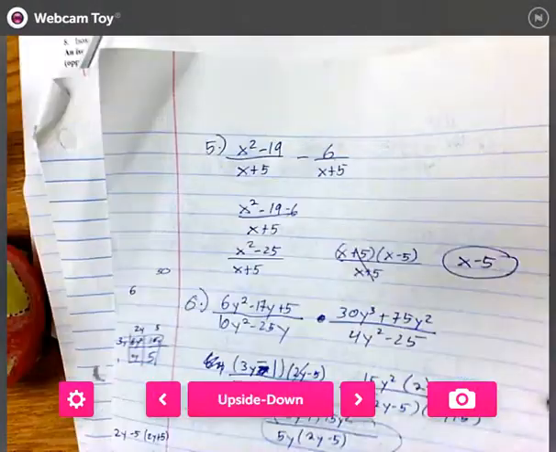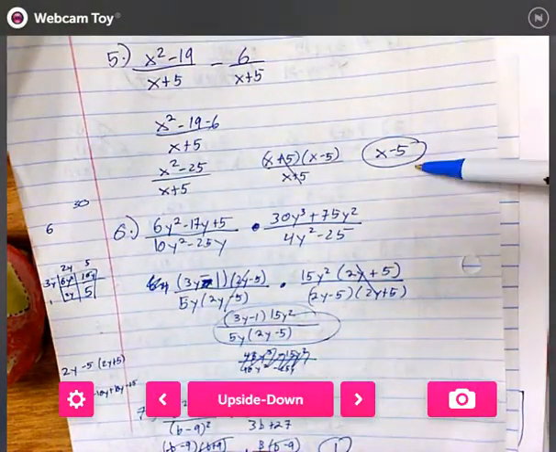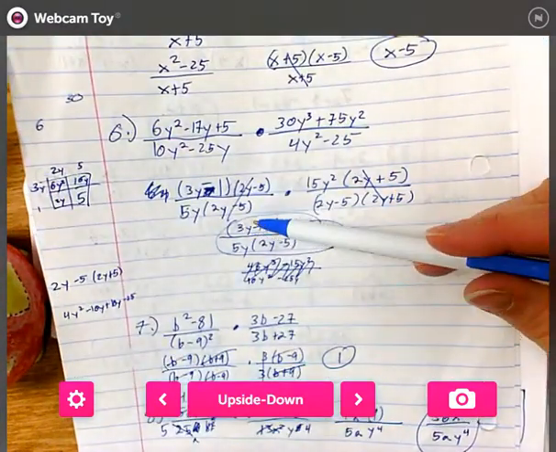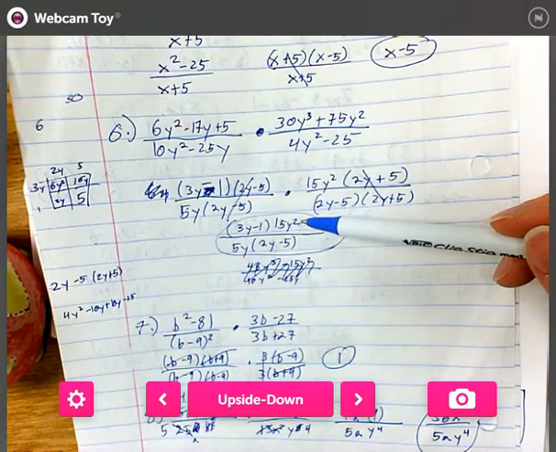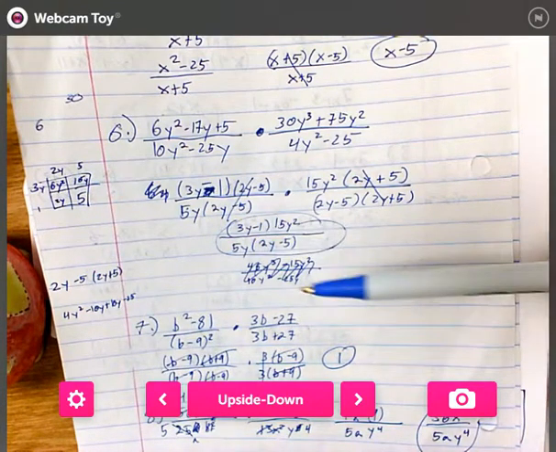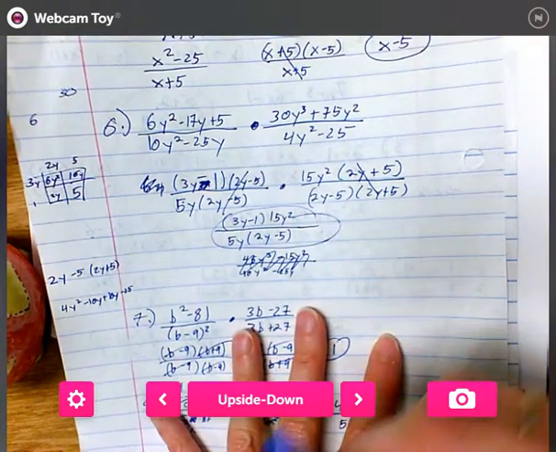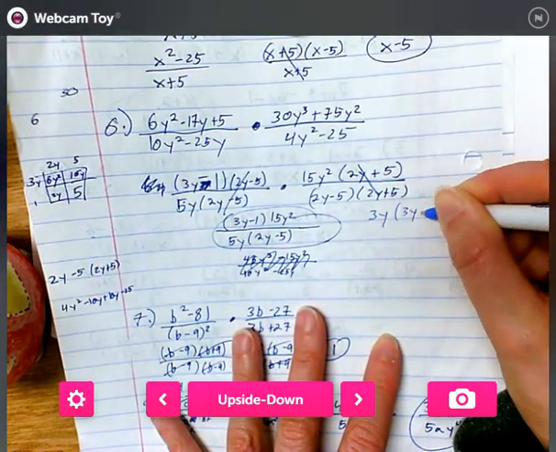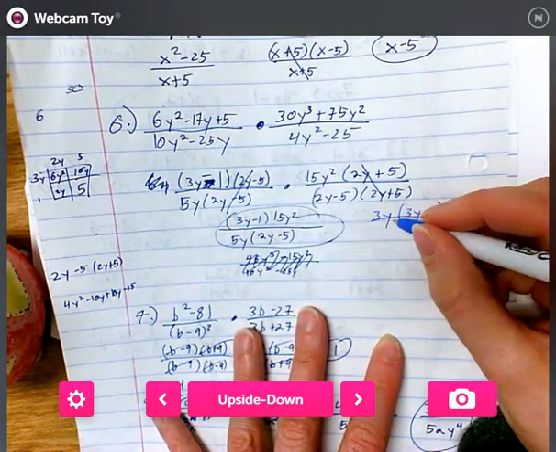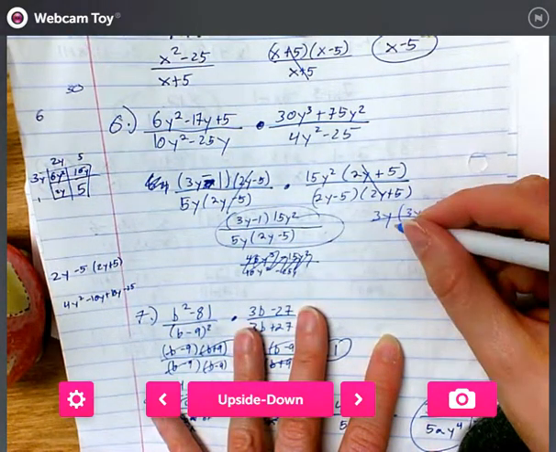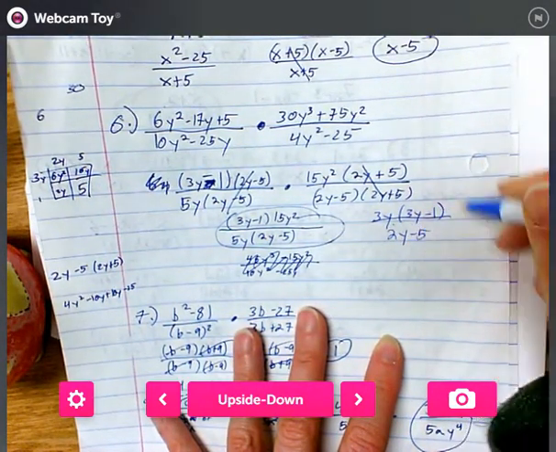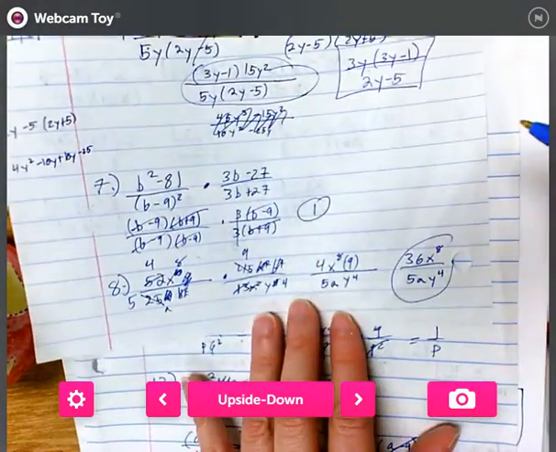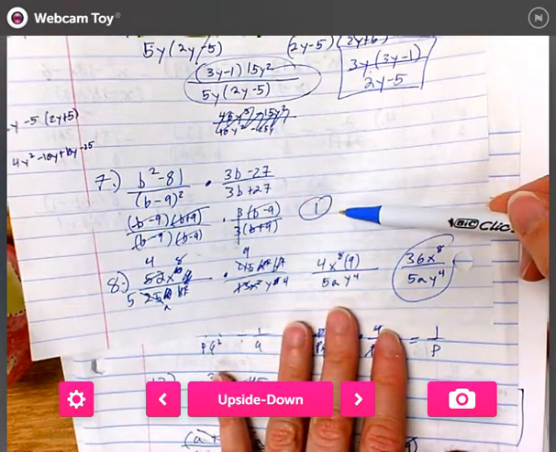5, I just end up getting x minus 5. 6, I get (3y minus 1) times 15y squared over (5y minus 2y minus 5). And I see another way. I can simplify this to 3y times (3y minus 1) over (2y minus 5). So you can simplify it more. Okay. Number 7, I get 1.